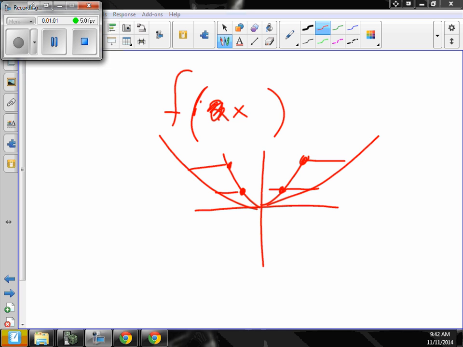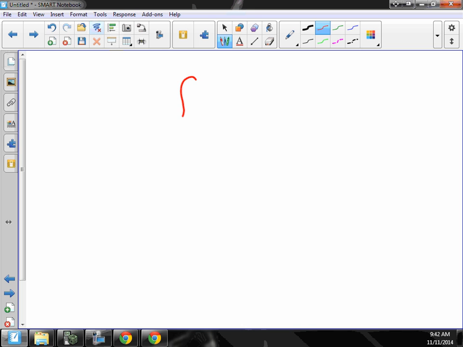Okay. What if I divide the x values by 2? Then it's going to get skinnier because my x values are going to be twice as close to the y-axis as they were before. Okay. So what if I have f of x minus a number? It's going to go down. If I add a number, it's going to go up.